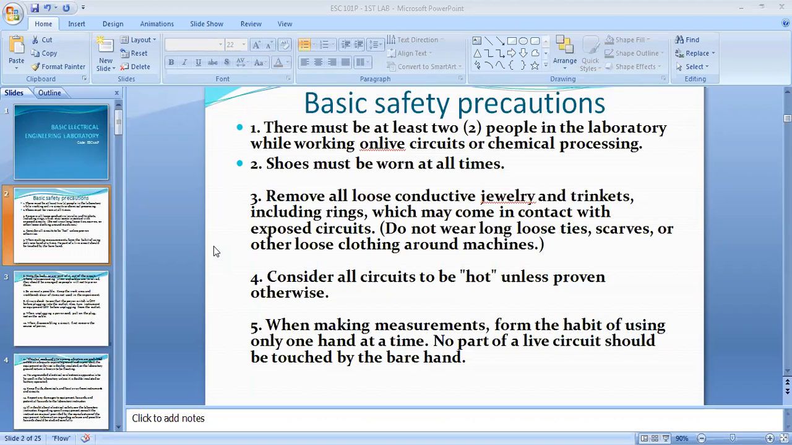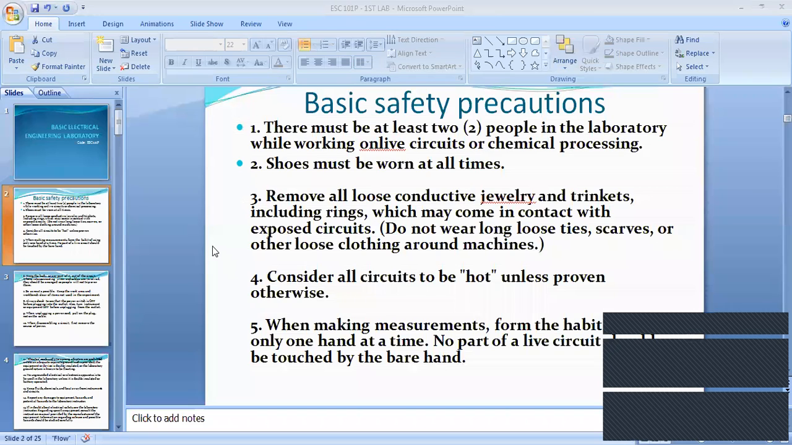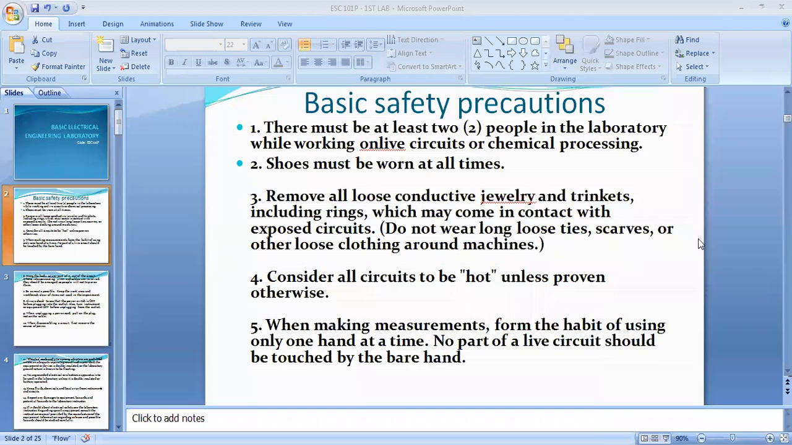So that is why electrical safety is needed. Now we are going to discuss the points one by one, so that we can minimize the electrical hazards.